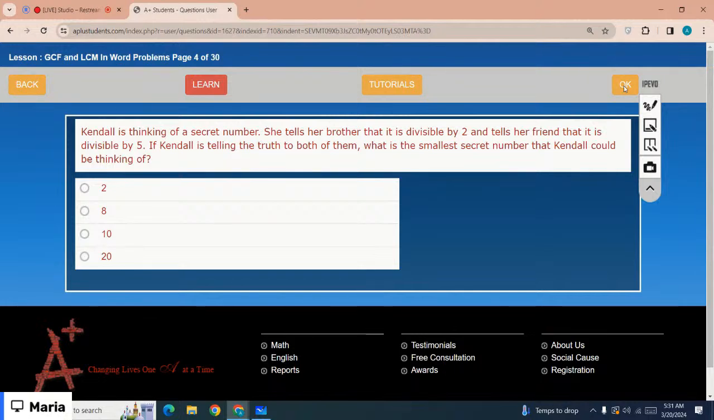The correct option is... you have to find the smallest number, right? That means you need to find the LCM. So the correct option is 10. The correct option is 10.